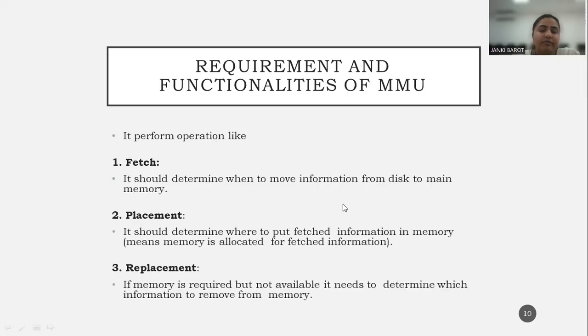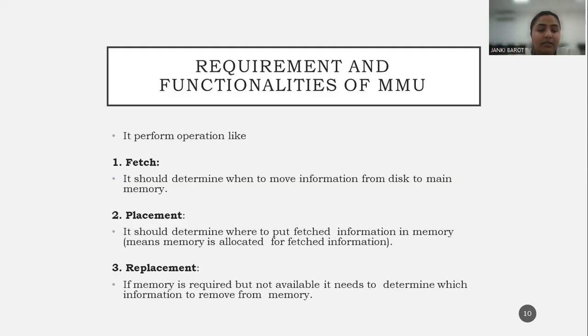Now we'll see the functionalities of the memory management unit. There are six operations. The first operation is fetch. It should determine when to move information from disk to main memory. That information needs to be fetched by the MMU. Second is placement. It should determine where to put the fetched information in memory, which means memory is allocated for the fetched information.